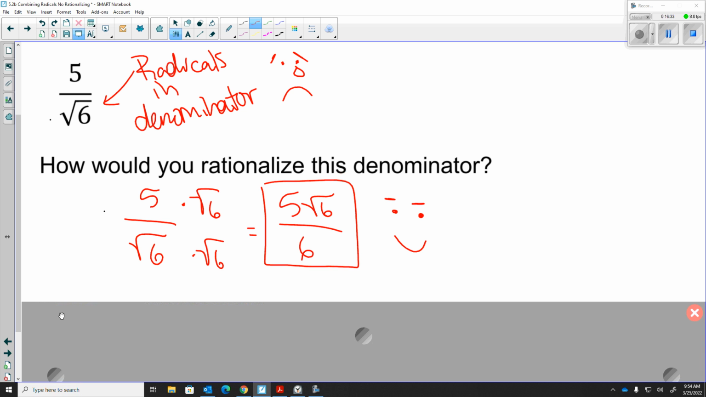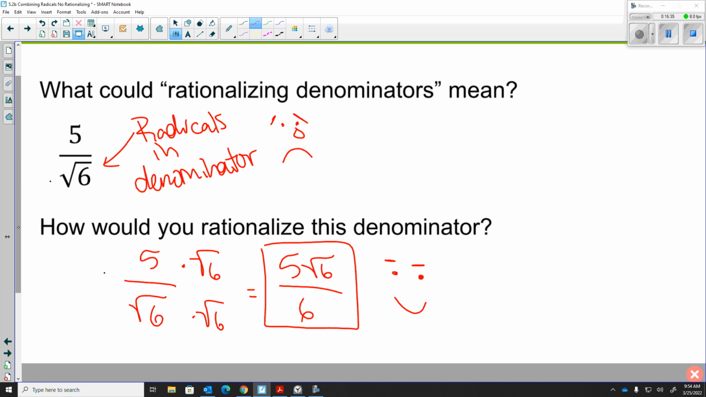Okay. That makes sense. If you have a radical in the bottom, that's a no-no. So to get rid of it, you rationalize the denominator, which means you multiply it by itself, by the radical, and then it goes away, and you're all good. Cool? That's the gist of that.